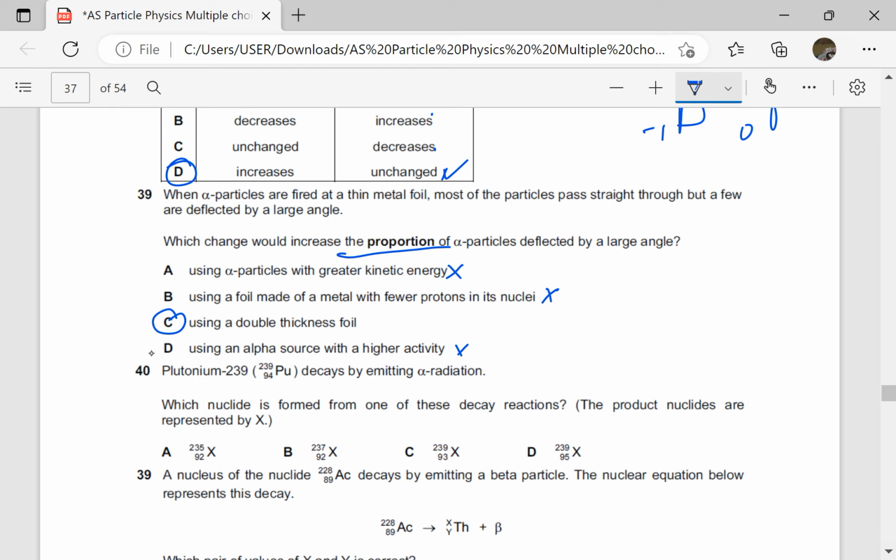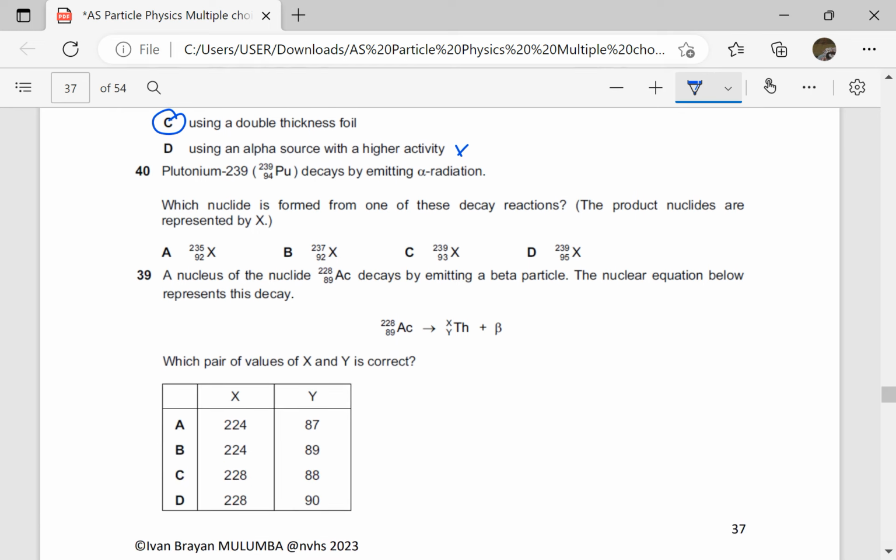Plutonium decays by emitting gamma radiation. Which nuclide is formed from one of these decay reactions?